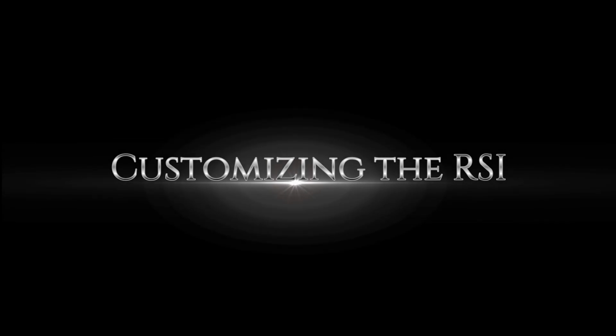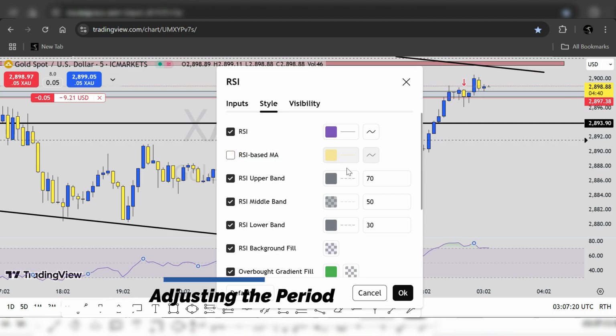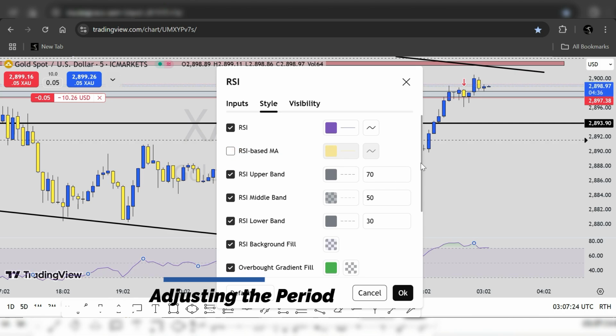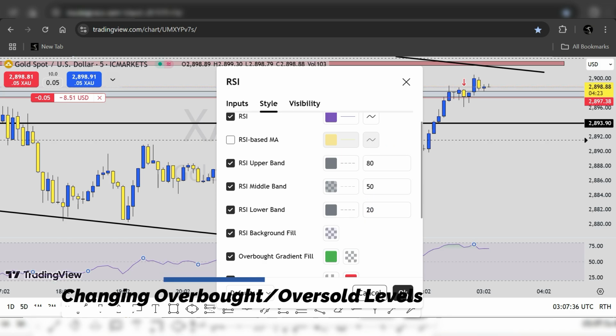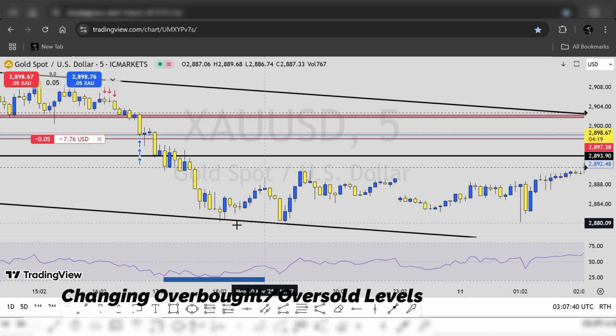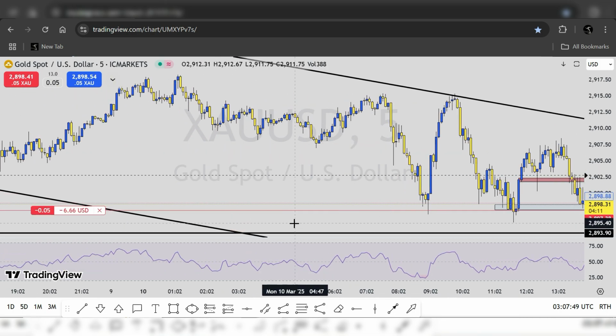Adjusting the period. The default 14-period RSI is widely used, but shorter periods, such as 7, or longer ones, like 21, can provide different perspectives. Changing overbought and oversold levels. Instead of the standard 70-30 thresholds, some traders use 80-20 to reduce false signals in volatile markets.